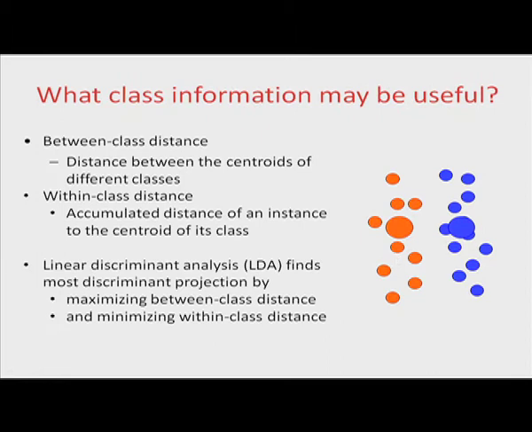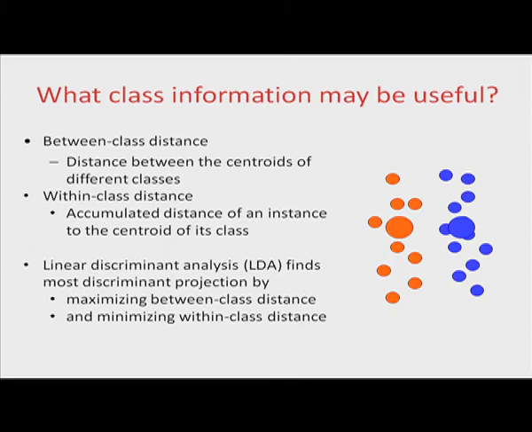Secondly, if you look at within class distance, we want within class distance to be small. Within class distance is the accumulated distance of an instance to the centroid of its class. So within a class, we want to select a feature so that upon projecting on that feature, the within class distance is small, the between class distance is high. And linear discriminant analysis can be used to find the most discriminant projection which maximizes between class distance and minimizes within class distance.